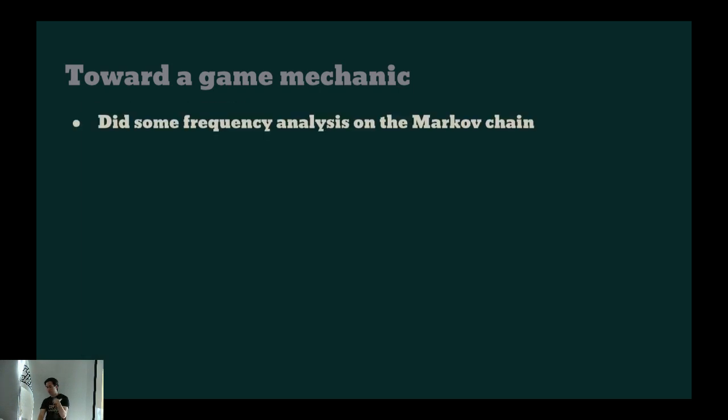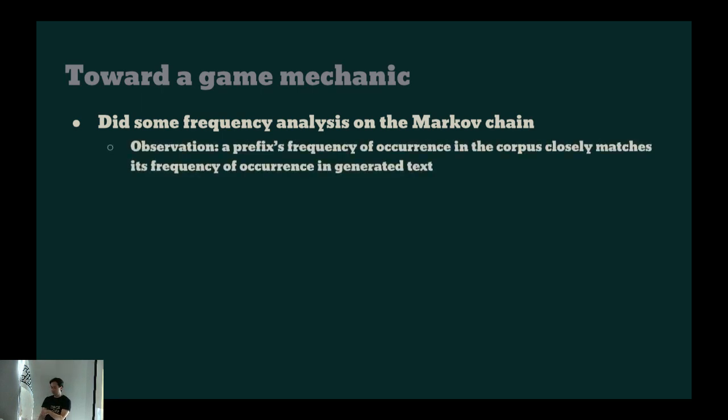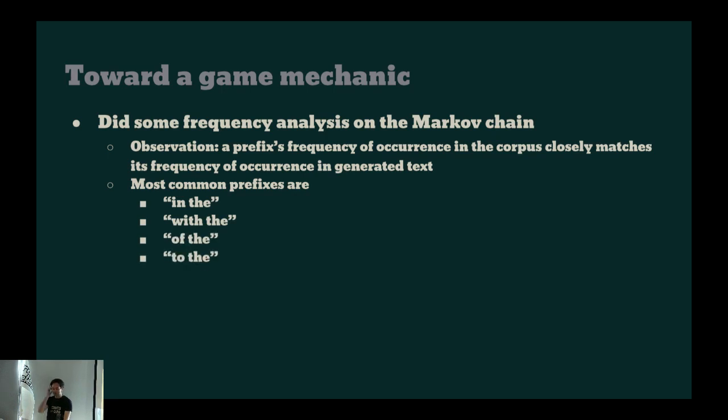When I built the chain from the Caves of Qud corpus, I did some frequency analysis, and I made an observation which in retrospect is really obvious, but it took me a lot of thinking to get there: how often a prefix occurs in the corpus very closely matches how often it occurs in generated text, at least in the way I was generating text. So hold on to that; I'll show you how I use it. Common prefixes are things like in the, with the, of the, to the. These are the prefixes of order 2 that were most common in the chain.